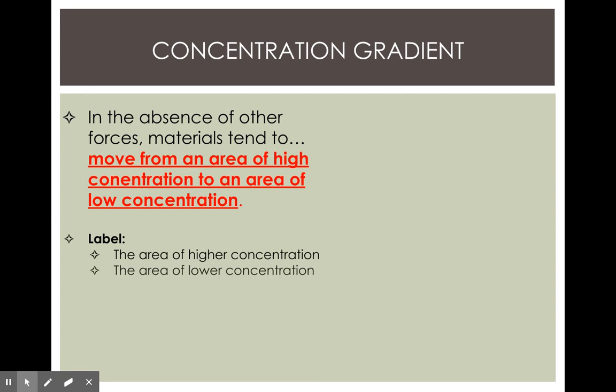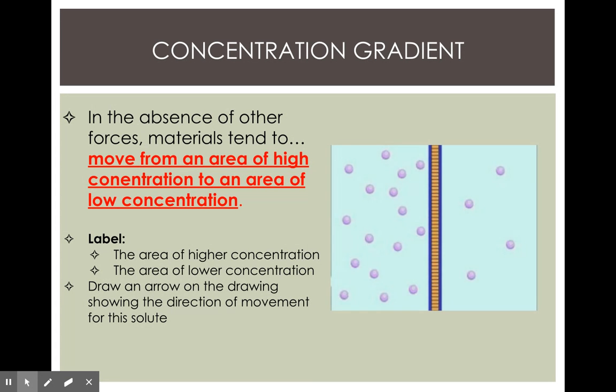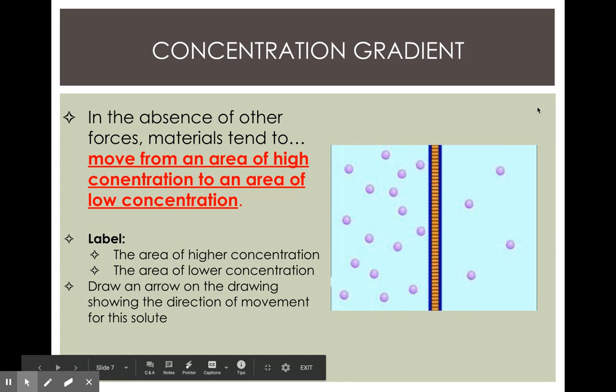So essentially, we're going to look at a diagram here. If you were to label the area of high concentration, I want you to think for a second what that would be. Would it be the left side or the right side? If you said it would be the left side, you are correct. So the area that had a higher concentration of molecules, that's going to be the left side. That means that my right side over here has a lower concentration. There's fewer molecules over here.